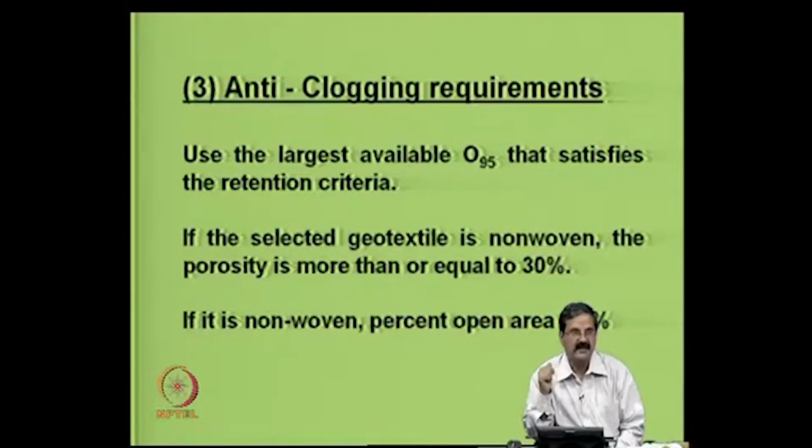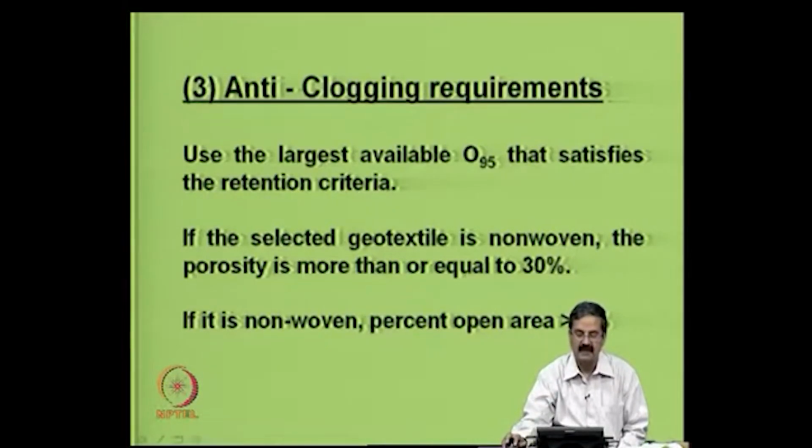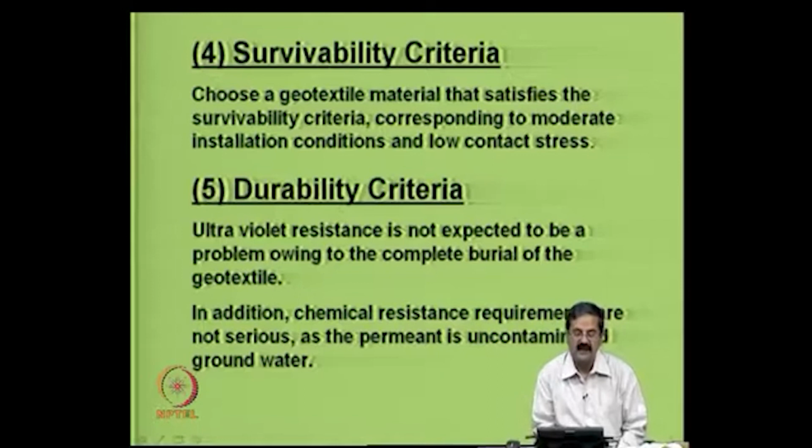Okay. The second thing would be, if we also try to select, if it is non-woven, the porosity should be more than 30%, or if it is woven, the percent open area should be more than 4%. So, we try to follow this criteria in specifications and then come out with that, and also check for the survivability criteria, see the charts, and see if in this case, particularly the retaining wall, it satisfies the moderate installation conditions and low contact stresses. As I just mentioned, retaining walls, or say for example, you are trying to construct a retaining wall next to the seashore.